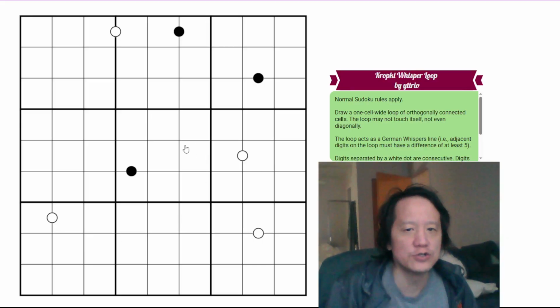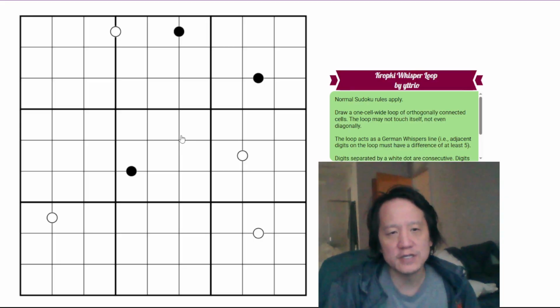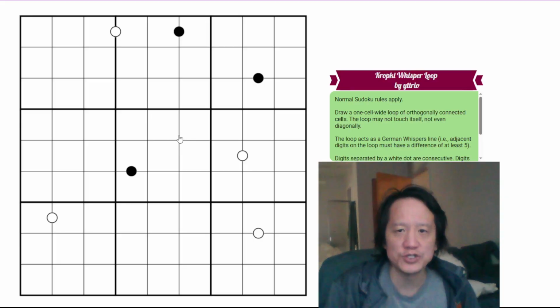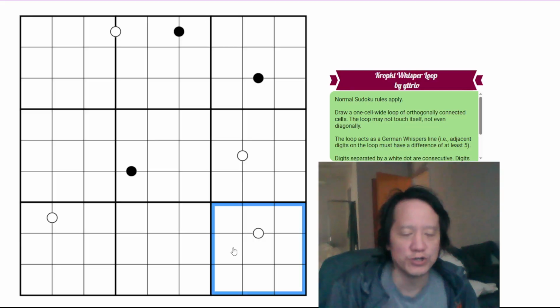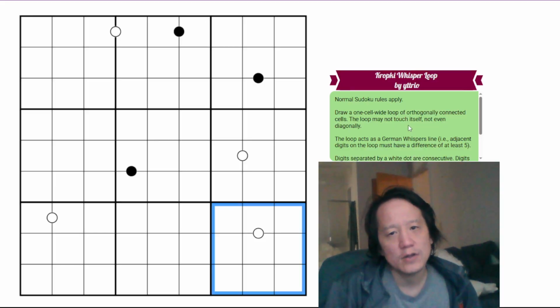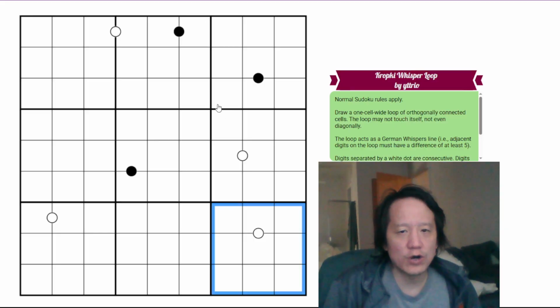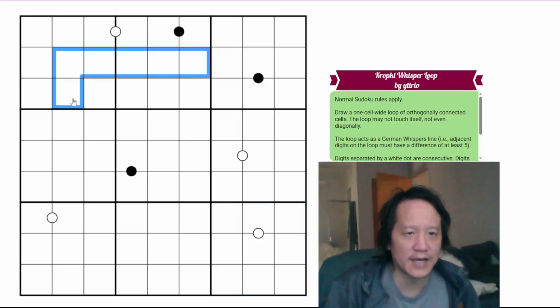We have normal Sudoku rules apply, which means in every cell in the grid, place a single digit from 1 through 9, such that every row, every column, and every designated 9-cell region, which is a box in this case, is filled with the digits 1 through 9 once each. We need to draw a 1-cell wide loop of orthogonally connected cells. The loop may not touch itself, not even diagonally.